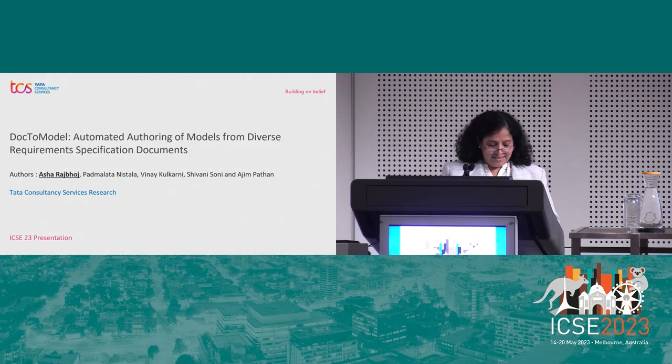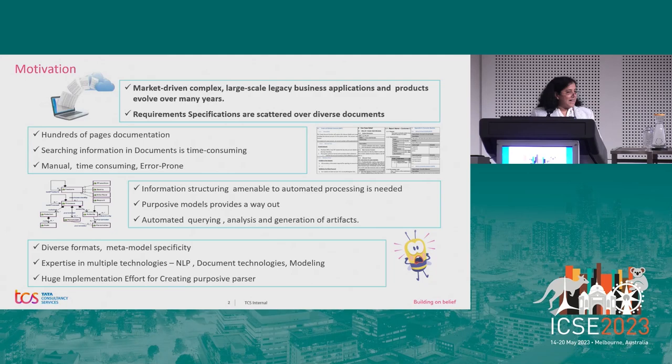About motivation, I belong to industry, and in our industry, we observe that requirement engineering has remained document-centric and hence manual for many market-driven, complex, large-scale legacy business applications and products. Diverse forms of documents are created and maintained by these product teams, and this documentation typically runs into hundreds of pages. Requirement engineering experts have to sift through these documents to search for information and to analyze any new requirements. This is a time-consuming and error-prone activity. So better information organization is needed.